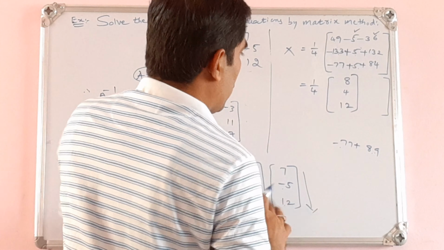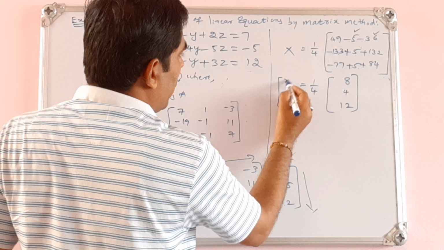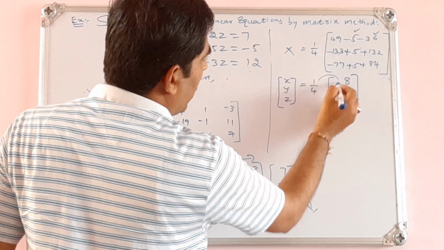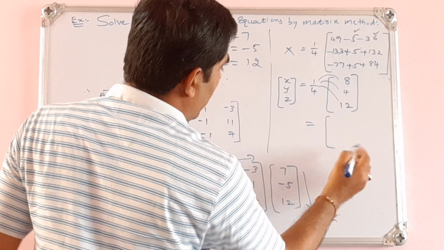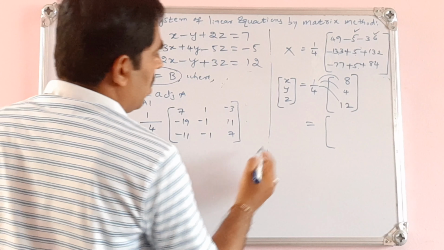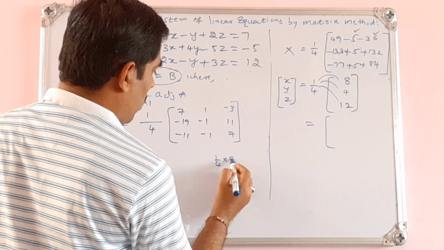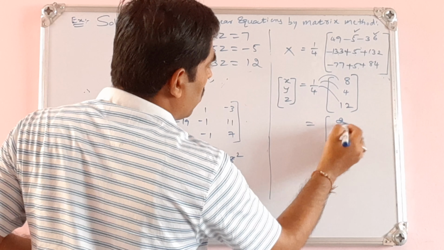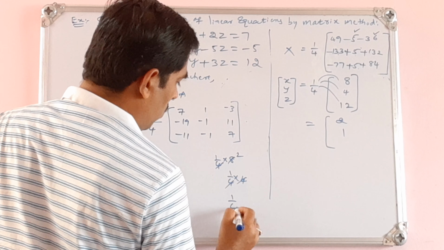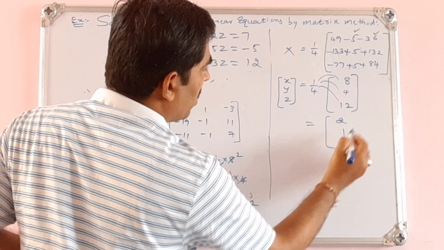So I get this. Okay, then on the left hand side, I can write this x, y, z. So this is a matrix of unknowns. Then you multiply every element by 1 by 4. So then on the right hand side, what will I get? 1 by 4 into 8, I will get 2. Then 1 by 4 into 4, 4 gets cancelled, I get 1. Then 1 by 4 into 12. 4 1s are 4, 4 3s are 12. So I will get 3.